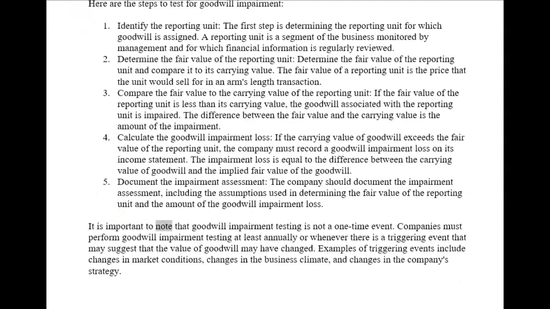It is important to note that goodwill impairment testing is not a one-time event. Companies must perform goodwill impairment testing at least annually or whenever there is a triggering event that may suggest that the value of goodwill may have changed. Examples of triggering events include changes in market conditions, changes in the business climate, and changes in the company's strategy.